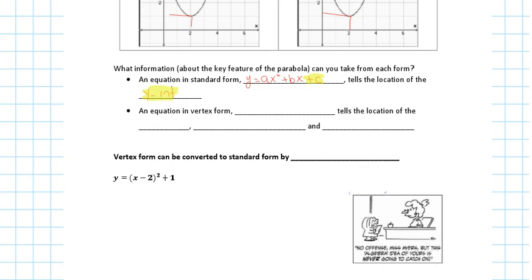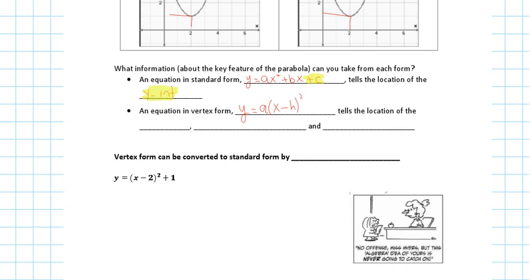The equation in vertex form, do you remember what the vertex form's general form is? Y equals a... All right. And it tells me the location of the vertex.